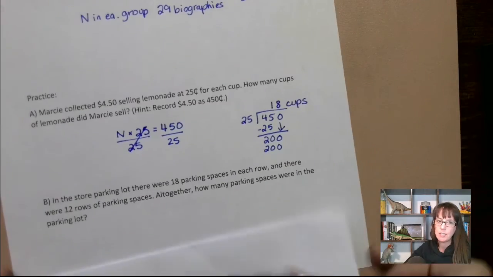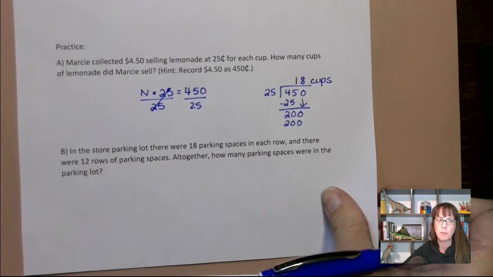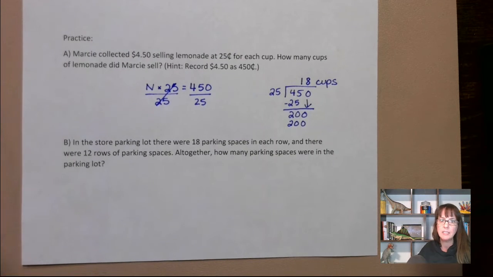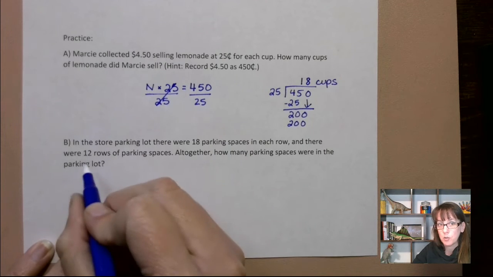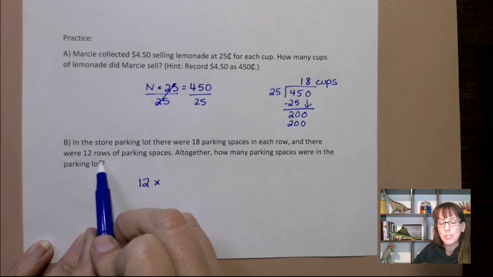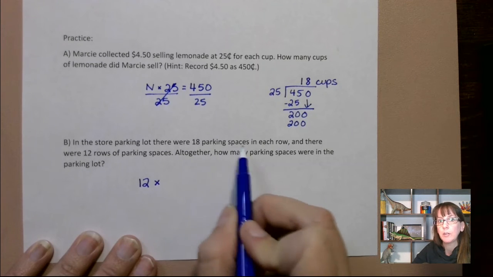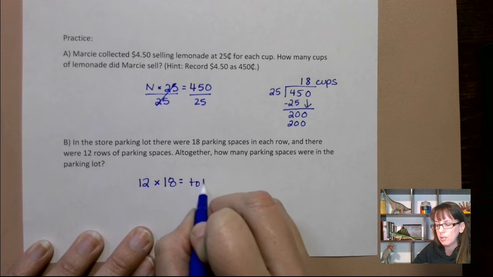Okay, let's look at this next one. In the store parking lot, there were 18 parking spaces in each row, and there were 12 rows of parking spaces. Altogether, how many parking spaces were in the lot? So the number of groups and the number in each group. We have 12 groups, because there's 12 rows, times the number in each group. And in each row, we know we have 18 spaces. That's going to give us our total.